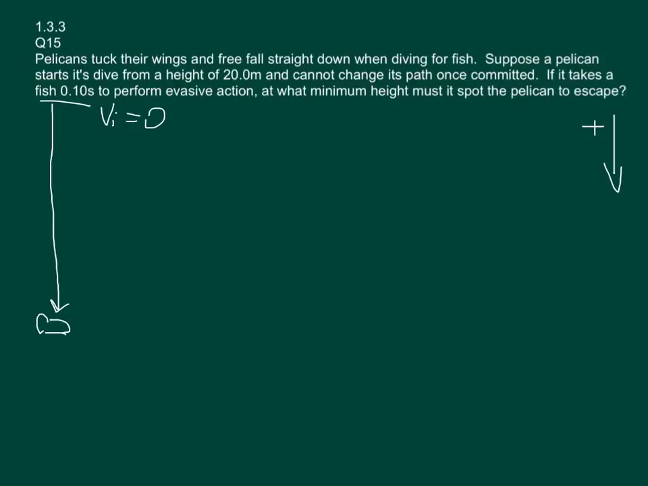The velocity initial of the pelican diving down is 0. You know he's free falling, so he has to accelerate at 9.81 meters per second squared. We know this displacement right here is 20 meters. We don't know how long it takes, but we're working in terms of time because we know the fish needs 0.1 of a second, so we should figure out how much time it takes the pelican to reach the fish. And we can do that with our VIT equation.